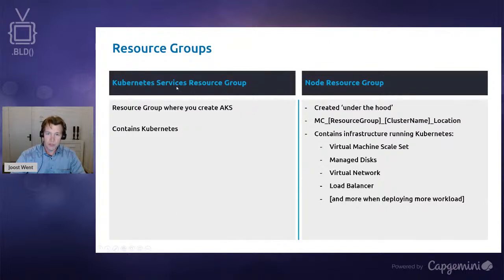One is the resource group where you have deployed your Kubernetes cluster. So this actually contains Kubernetes. And you get a second resource group for free. And that contains all the other stuff that you need to run Kubernetes. How does it look like in real life?